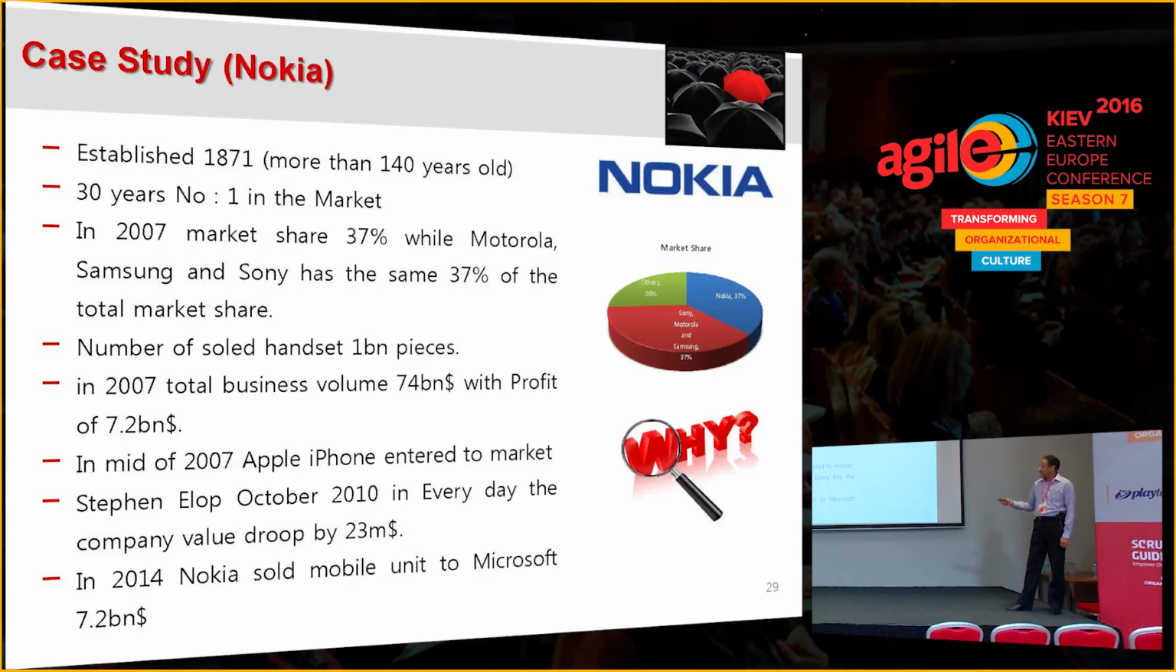In 2014, Nokia sold the mobile unit to Microsoft for just 7.2 billion, which is the number that was in 2007 the net profit for the company. So why did that happen? Because Nokia decided to stay manufacturing their mobile phones in the same old-fashioned way. The company did not accept that Apple phone would be a leader one day. So that's why they lost their market share.